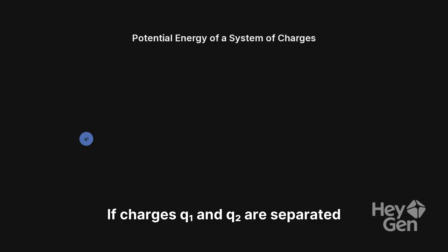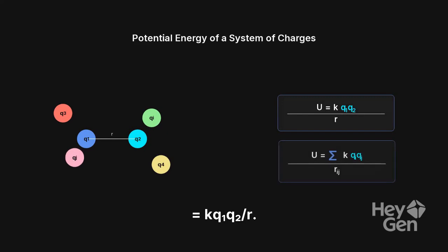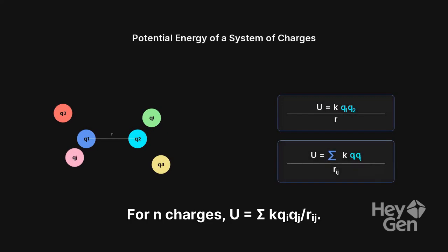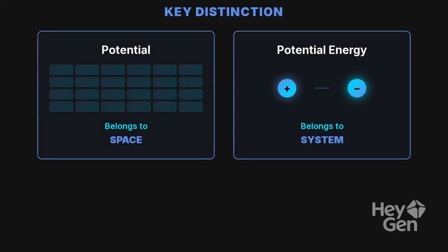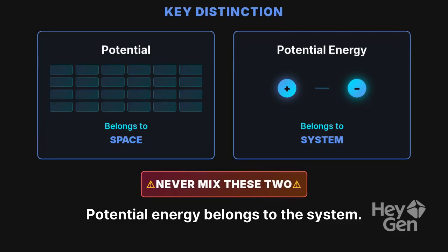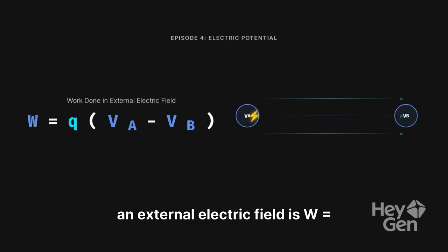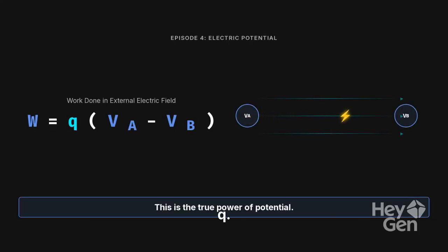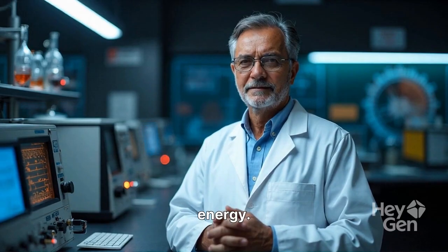If charges Q1 and Q2 are separated by distance r, the potential energy U is equal to KQ1Q2/R. For n charges, U is equal to the sum over pairs of KQiQj/Rij. Potential belongs to space. Potential energy belongs to the system. Students must never mix these two. The key result for work done in an external electric field is W is equal to QΔV. This is the true power of potential. Instead of dealing with forces, we handle energy.